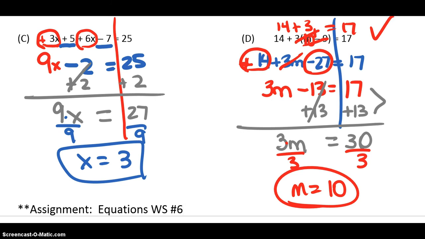Okay, if you need to, you can rewind and look at these again or come back to them later. If not, go ahead and start on worksheet number 6. And remember just to think through it, clean up both sides, and then start solving it like you would a normal two-step equation.